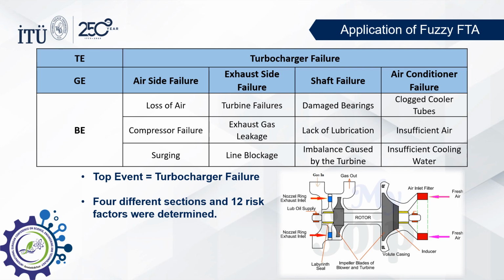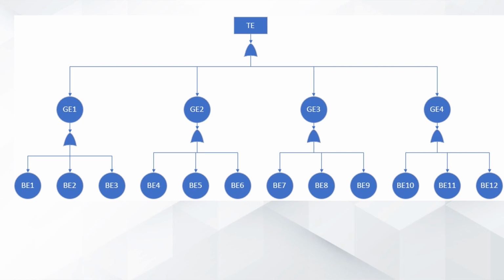The first stage of this study is to determine potential risks for marine turbocharger failures. Here you can see 4 major components of turbochargers and 12 risk factors that could cause failures were listed. We used feedback from experts to construct a fault tree. I would also like to draw your attention to the lower half of the chart. You can see our 12 failure risks as basic events.